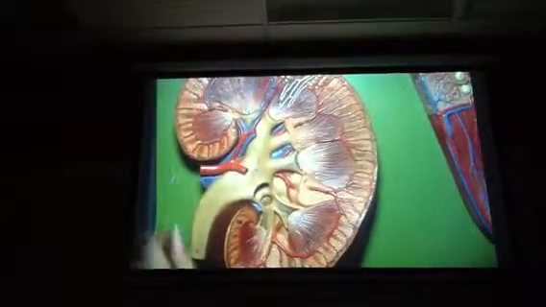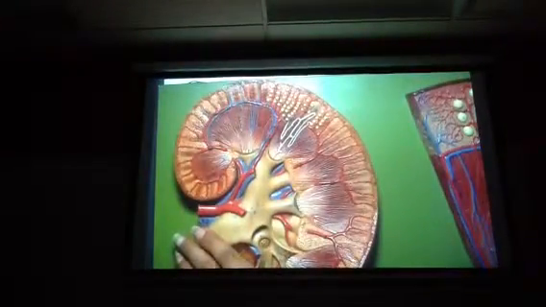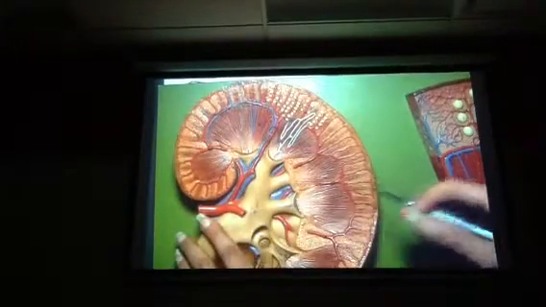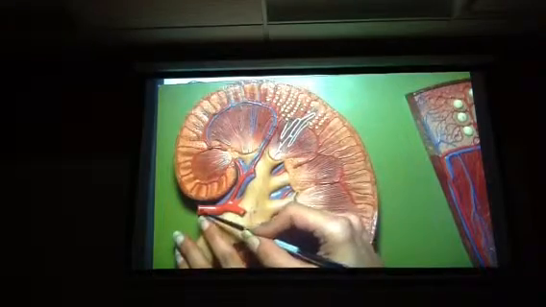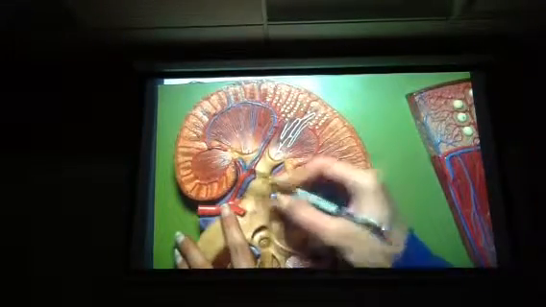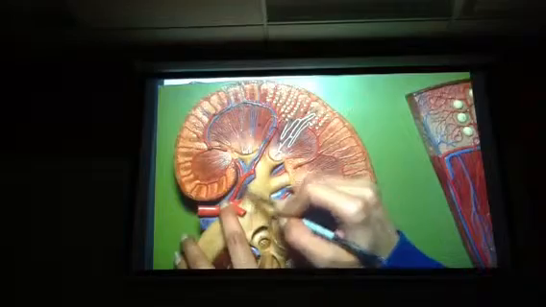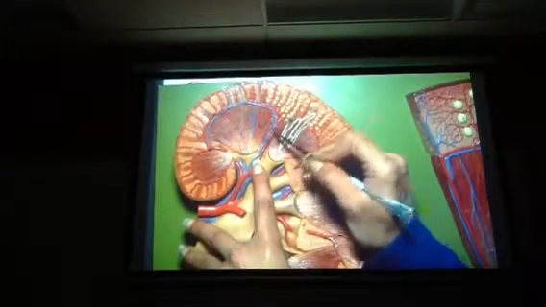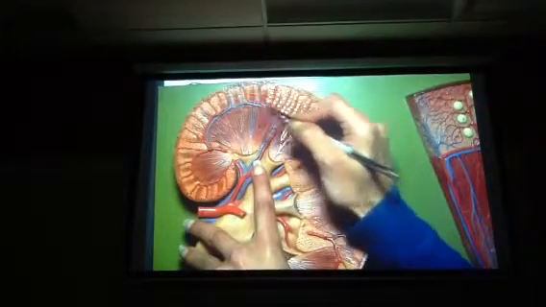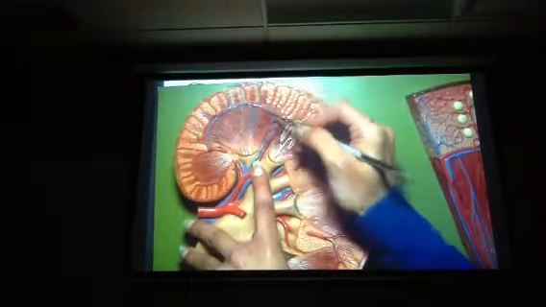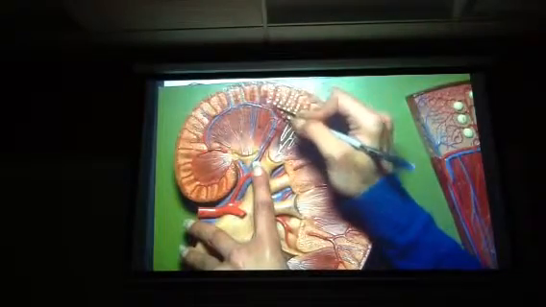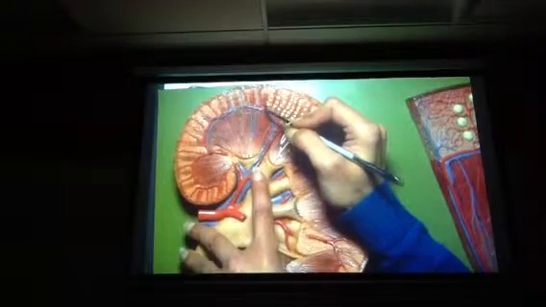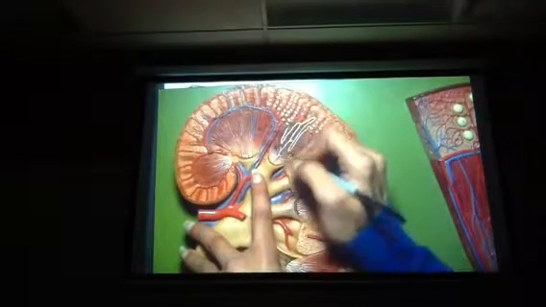Okay, now let's take a look at the circulation of blood, and we can see that using this model here. Let's start off with the entry of blood. It starts off with the renal artery, goes into the segmental artery, which feeds into the interlobar artery, which feeds into the arcuate artery, because it looks like an arc. And do you see these little tiny arteries up here? Those are the interlobular arteries.